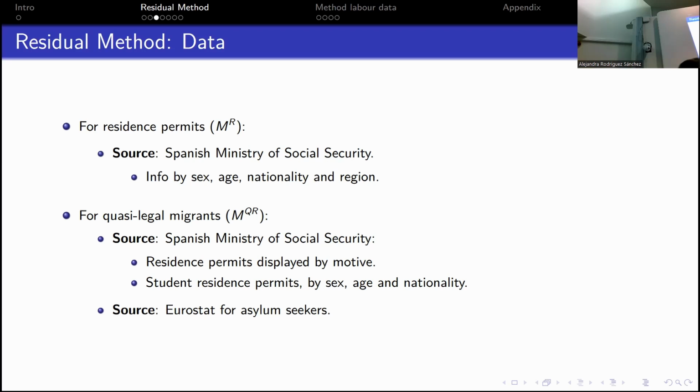And then, as I said, in this term I also have the students, because they are not in the resident permit data. The student information is provided by the Ministry of Social Security, and the asylum seekers data is provided by Eurostat. So with that, you can put all the terms together and subtract, and you get the aggregate. And because the data is by sex, by age, and by nationality, you can also provide the estimates by these characteristics.